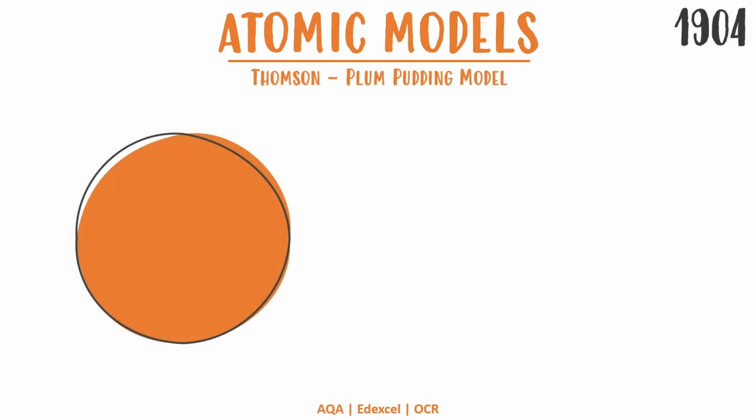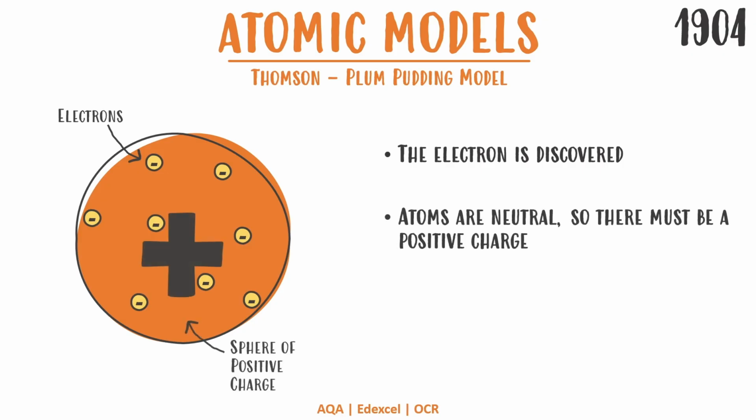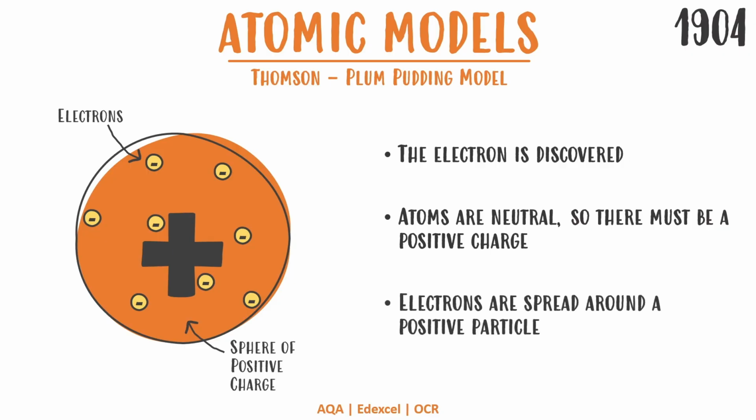After this, Thomson brought along his plum pudding model, where he discovered the electrons. And with this, he stated that because atoms are neutral, there must be a positive charge. So these electrons were suspended within this positive particle, creating an overall neutral atom.